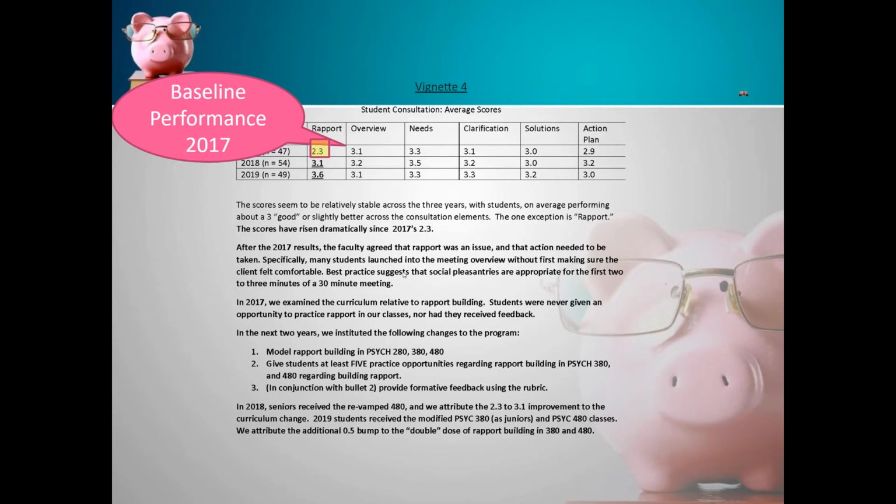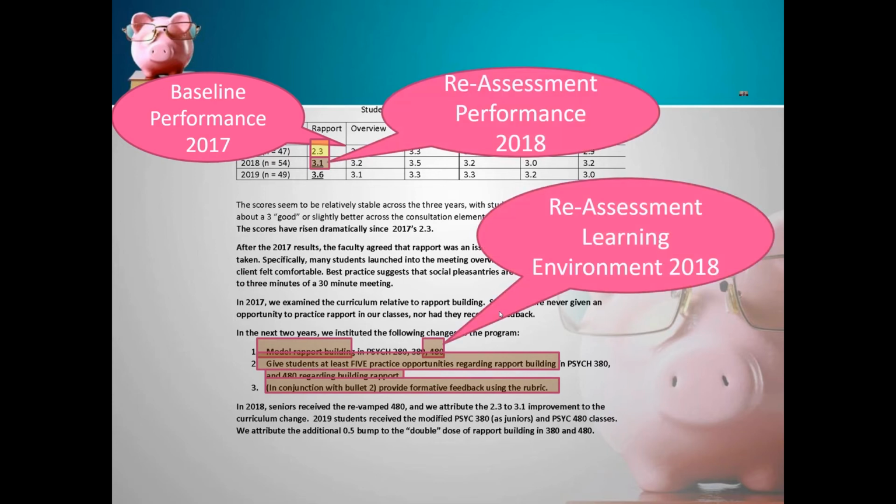Okay, now we're starting to go into some action. So if you go from 2017 to 2018, the score rises from 2.3 to 3.1, and that's the reassessment performance. And there's also a new learning environment. So the students who graduated in 2018 experienced a different learning environment than that in 2017.